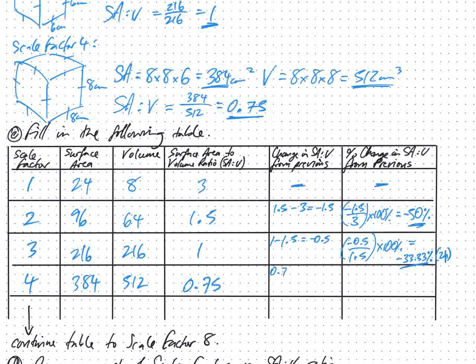This one, 0.75 minus 1 is negative 0.25. So it's negative 0.25 over 1 times by 100%. I can see that is negative 25%. No rounding. Okay? So that is the scale factors from 1 to 4 done for my chosen shape. You guys need to do all the way down to scale factor 8. Continue the table to scale factor 8. That's up to you with your solid.